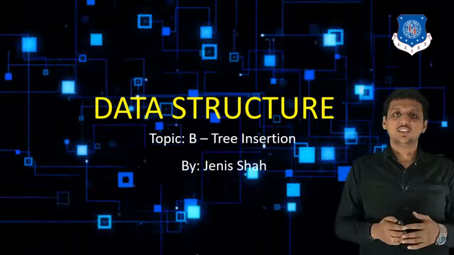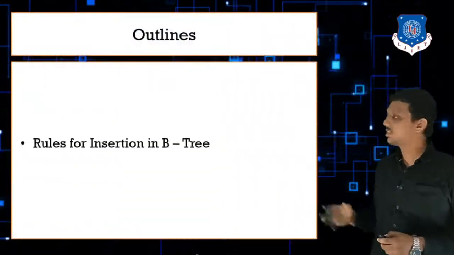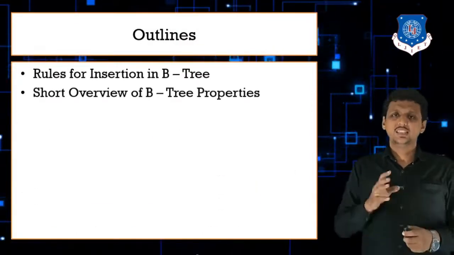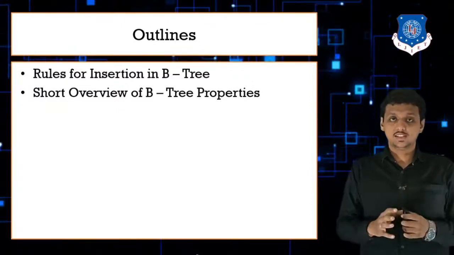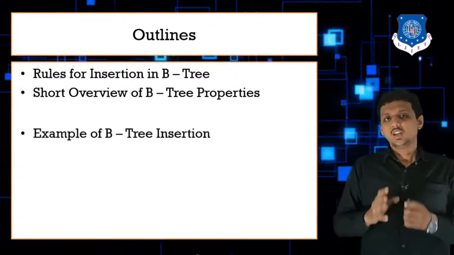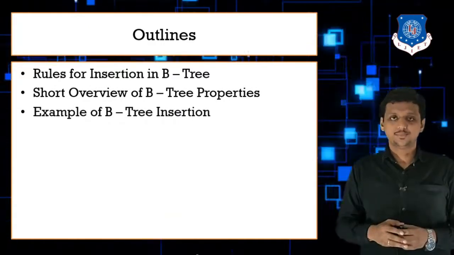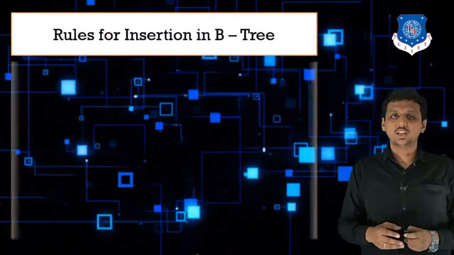So let's begin with the outlines. Students, for today's outlines, first we'll talk about the rules for B-tree insertion. Then we go on to a short overview of B-tree properties. Okay, and then we'll see an example of B-tree insertion. So let's start with the first, the rules for the B-tree.